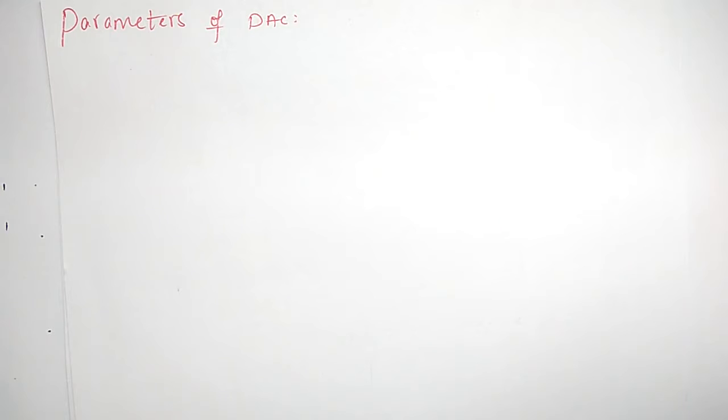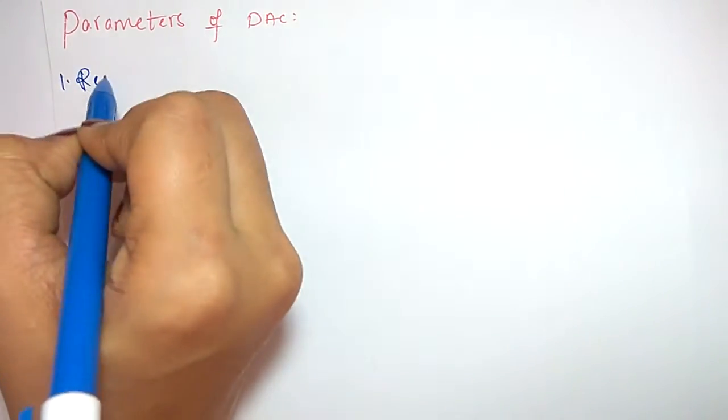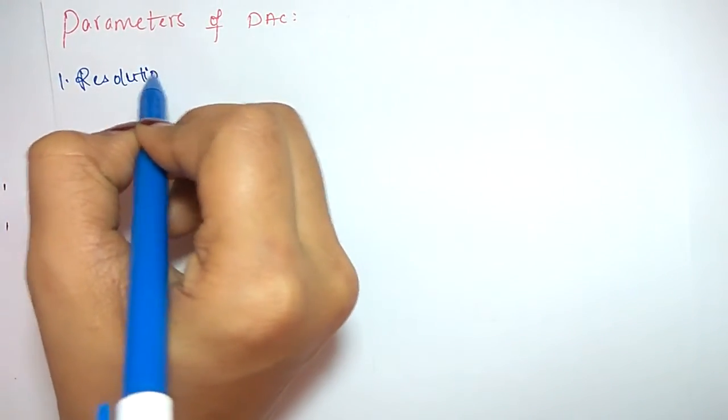In this session, we are going to see the few parameters of DAC. We have already seen the basic idea of conversion of digital to analog, and now we are going to see what are the few parameters involved in DAC. As we have already seen, the basic parameter is resolution, that is also called the step size.